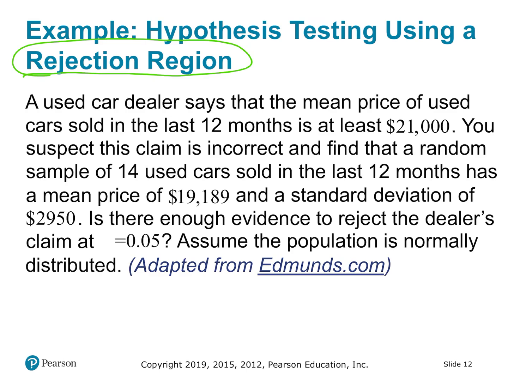Okay, a used car dealer says the mean price of used cars sold recently, don't care about that number so much, is at least $21,000, but you suspect this claim is incorrect. You find a random sample of only 14 used cars sold in the last 12 months has a mean price of only $19,189. Oh yeah, there's a standard deviation there. And they had a sample. Notice this is all in one sentence. This is how to read math and read statistics especially. You've got your x bar, that's from the sample, and your standard deviation.